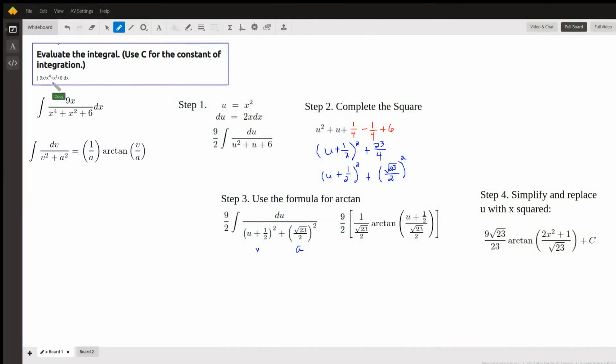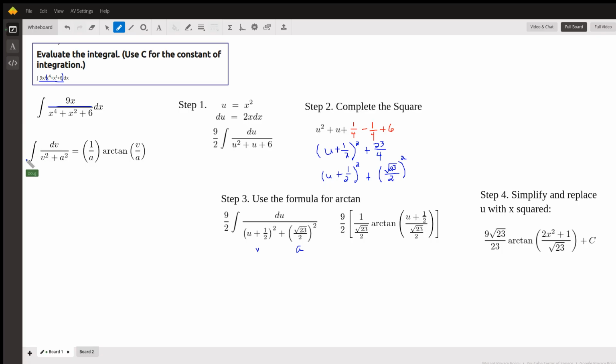We are asked to find an antiderivative for this function right here. Really, when this question was posted, there should have been parentheses around this denominator. Here it is rewritten with a horizontal fraction bar. So that's what we're trying to find, the antiderivative or the indefinite integral.